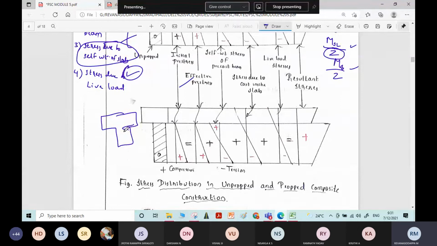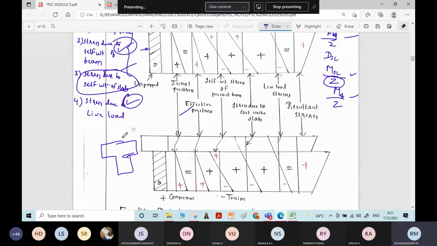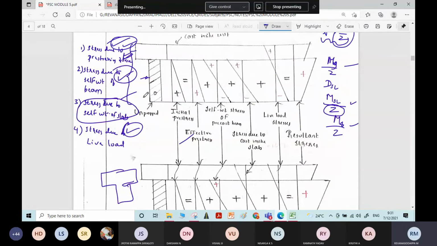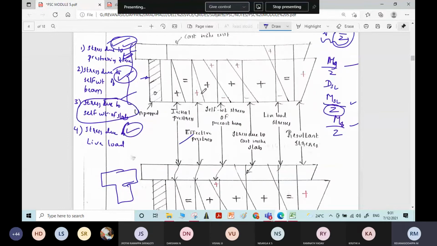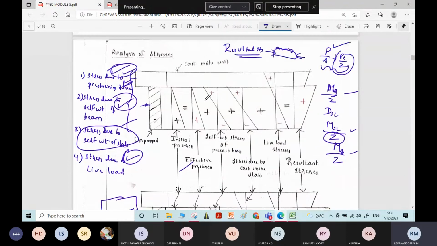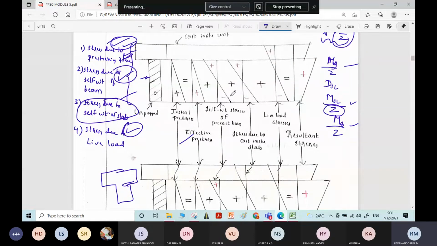That is why the full section modulus will be considered while analyzing the stresses due to the self weight of the slab. Here only the section modulus of the beam will be considered, because the load distribution is from element to element there. Here it will act as a whole. As it acts as a whole, the full section modulus will be calculated in the second case. In case of improper construction, only the section modulus of the beam will be considered. That is the difference.